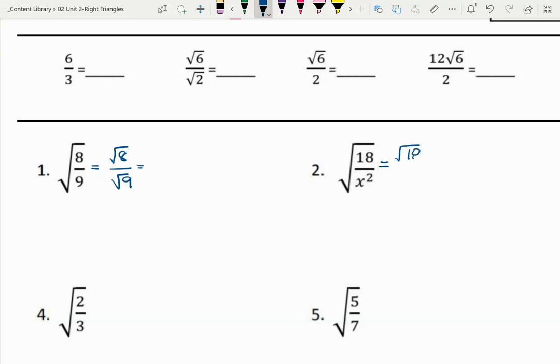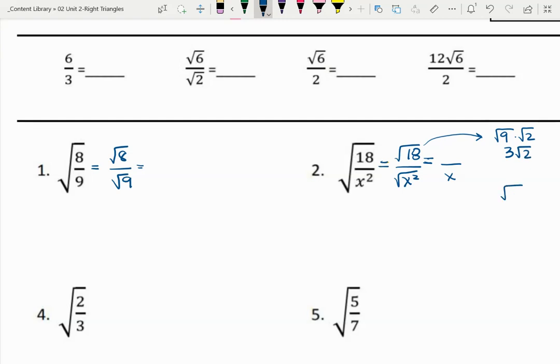Root 18 over root x squared. The square root of x squared, like one number times itself is x squared, is x. Okay, root 18, you're going to want to simplify that. So you can use your factor tree, or you can use perfect squares. Perfect squares would give you root 9 times root 2. Root 9 is 3 root 2.